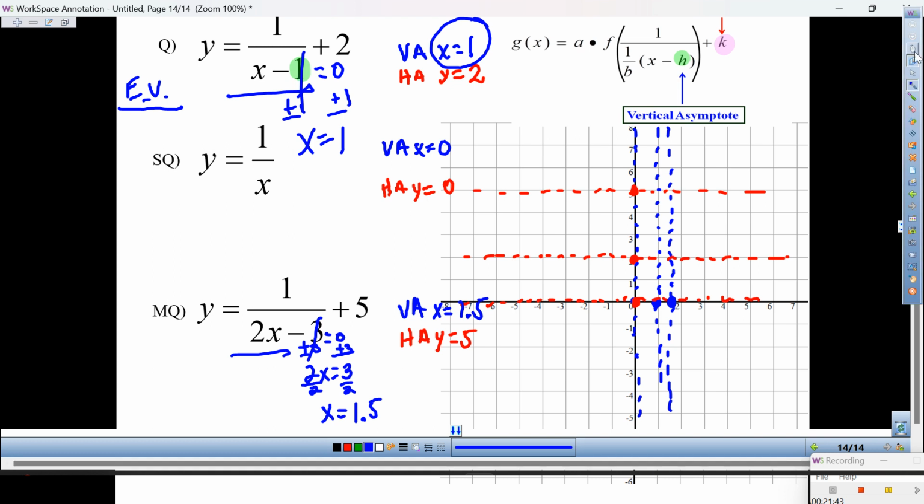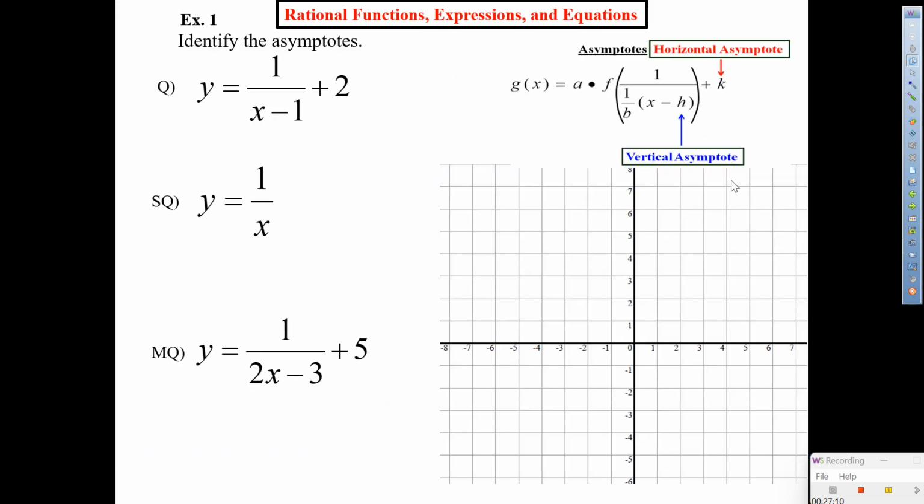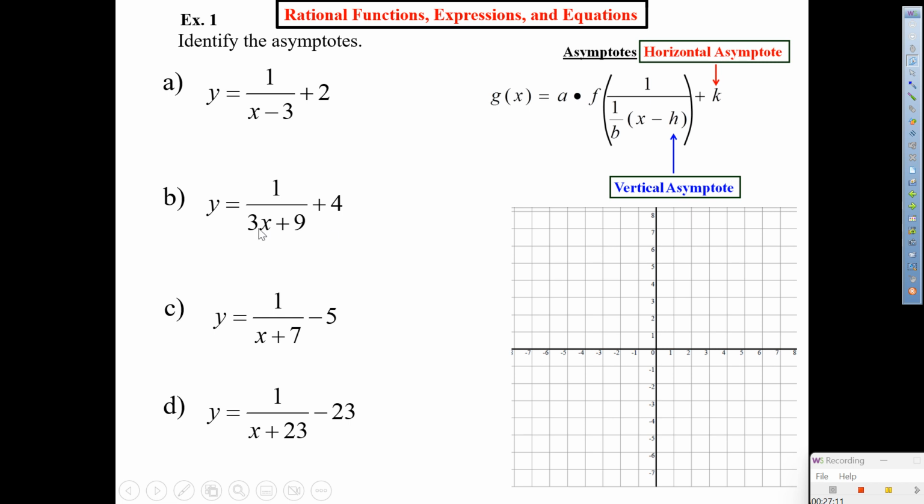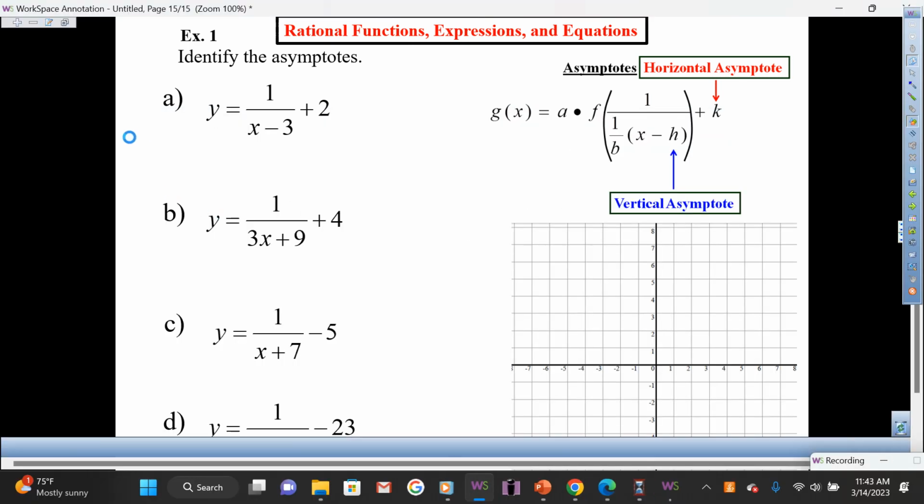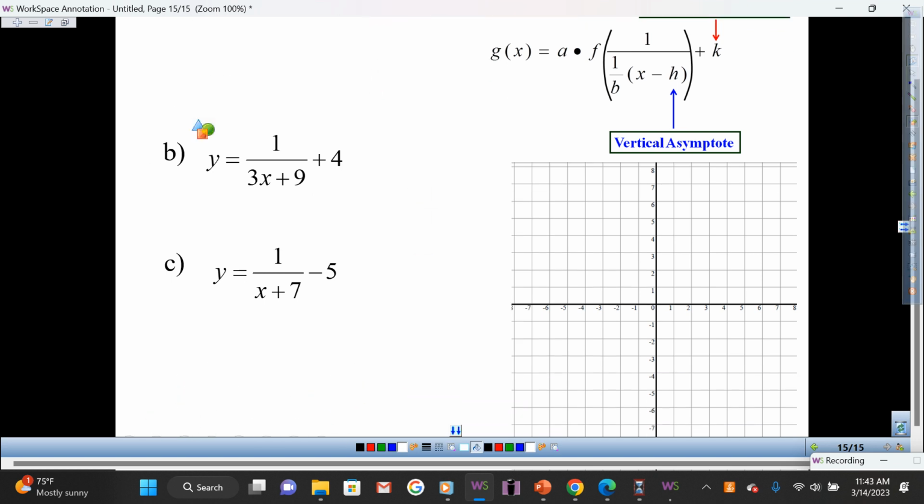So with that said, copy these two. You're going to do these by yourself. B and C. Copy B and C by yourself. B is y equals 1 over 3x plus 9 plus 4, and C is y equals 1 over x plus 7 minus 5. Let's see how you do.